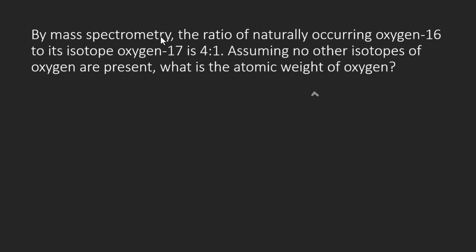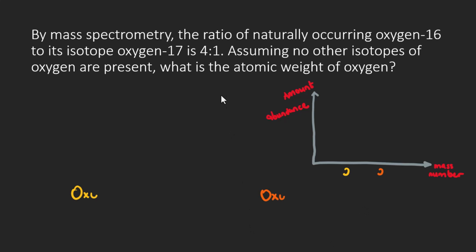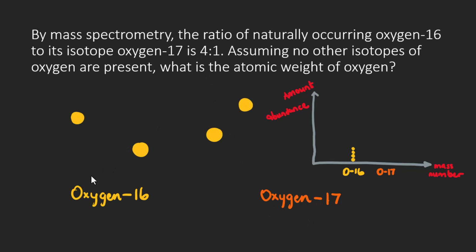By mass spectrometry, as shown on the right side of this diagram based on the graph, it says that the ratio of the naturally occurring oxygen-16 in yellow to that of the isotope of oxygen-17 is given to be in the ratio 4 to 1 respectively.